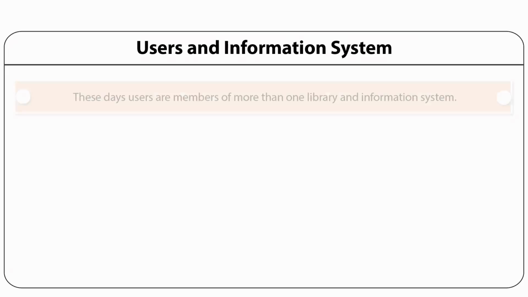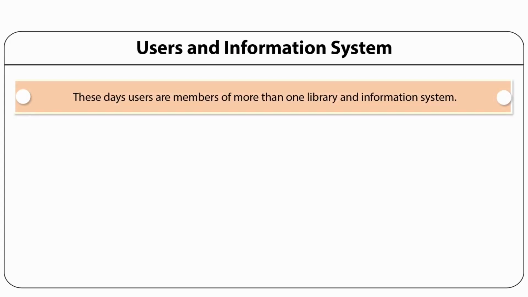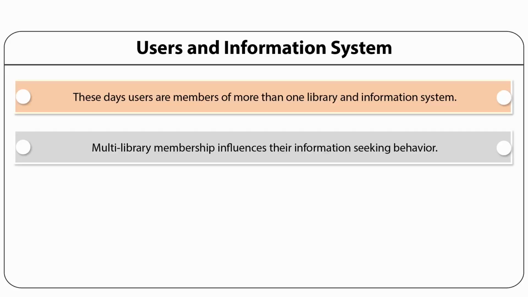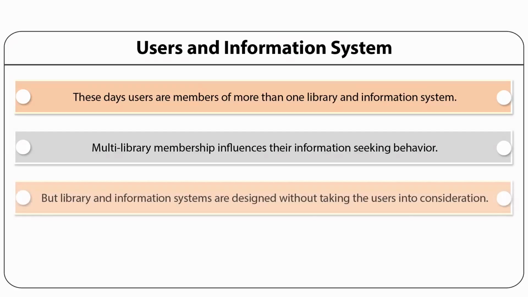These days, users are members of more than one library and information system. This type of multi-library membership influences their information seeking behavior. They behave differently in their home library and differently in the other library of which they have obtained membership. That library may be distantly placed geographically.